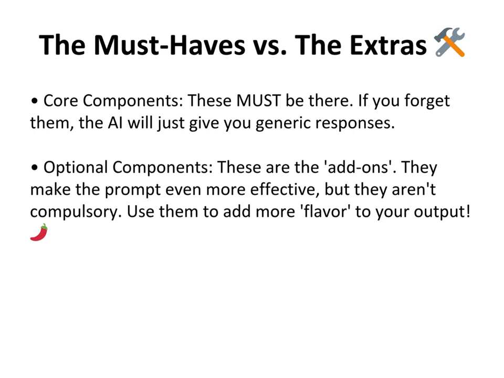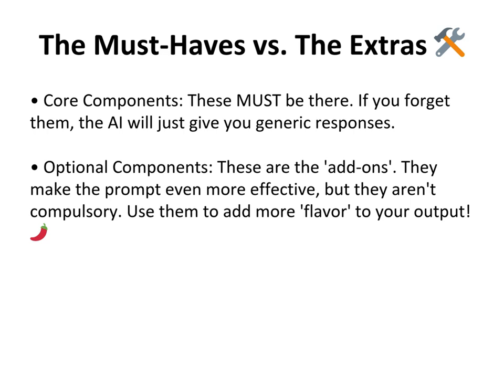So the core components: the must-haves versus extras. The core components are a must in your prompt. If you forget the core components of your prompt, then your AI is just going to give you any kind of generic response or output, which might not be something you may have wanted in the first place. So it's something to take note of.